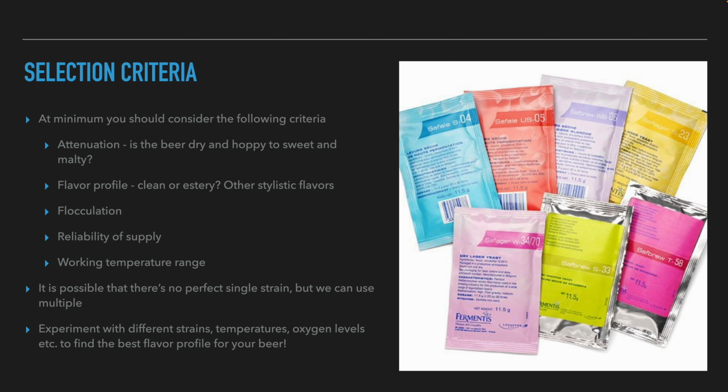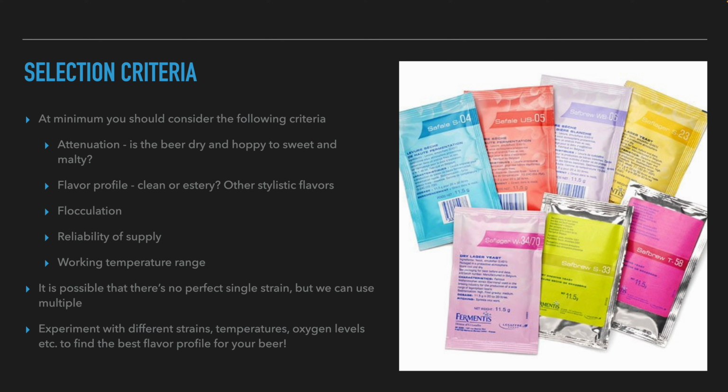What are the parameters according to which yeast are selected for a beer? The first parameter is attenuation. When we say attenuation, we mean how much of the sugar in the wort the yeast will metabolize into alcohol and carbon dioxide. If the beer is dry and hoppy, a variety with a higher attenuation will be chosen. If it is a sweet and malty beer, a variety with lower attenuation will be chosen.